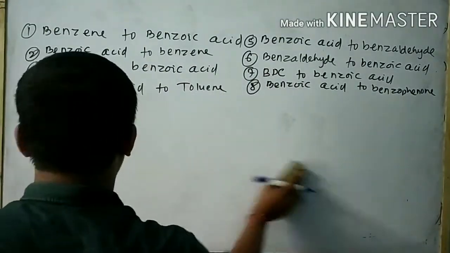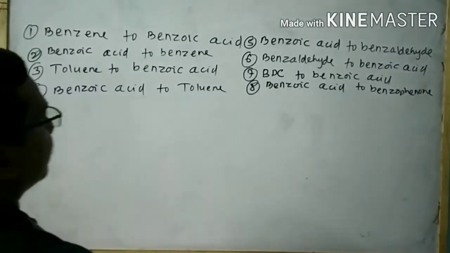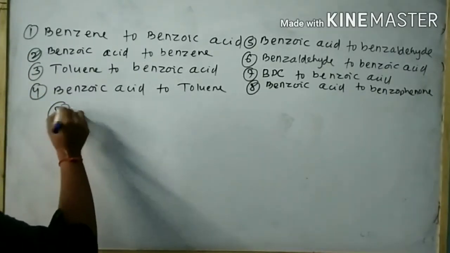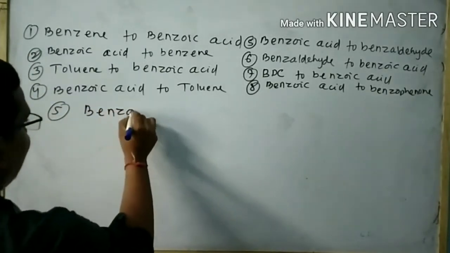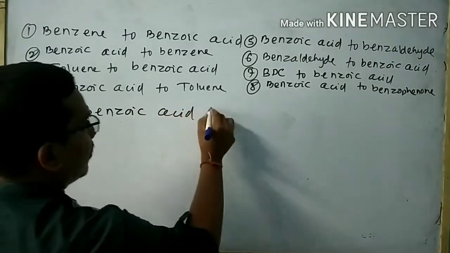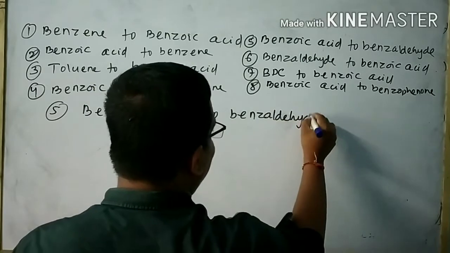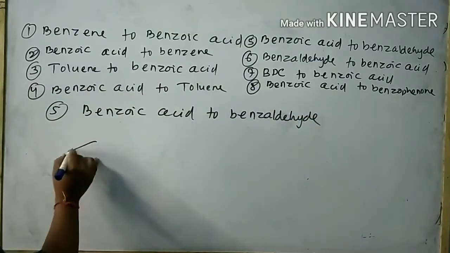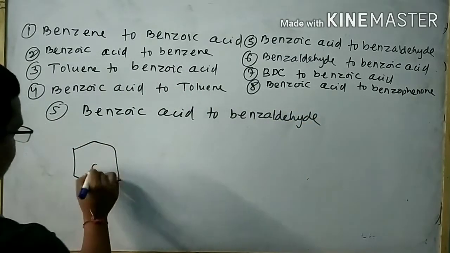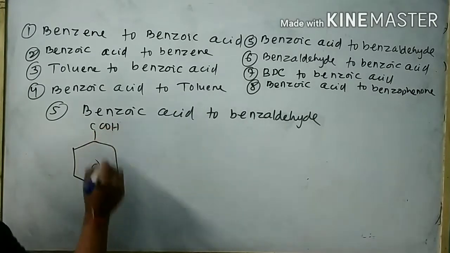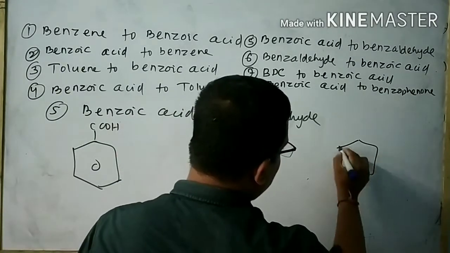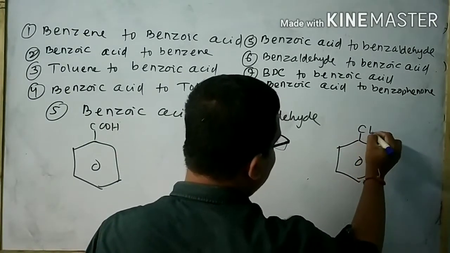Next, I will do question number 5, benzoic acid to benzaldehyde. This is the structure of benzoic acid. This is the structure of benzaldehyde.